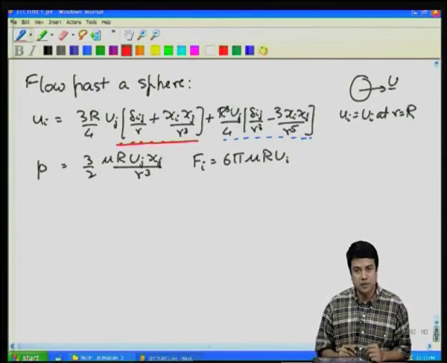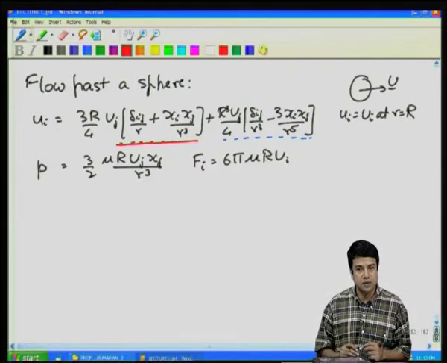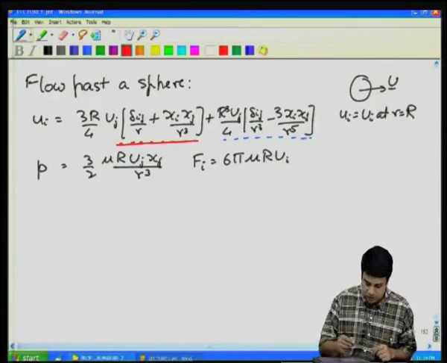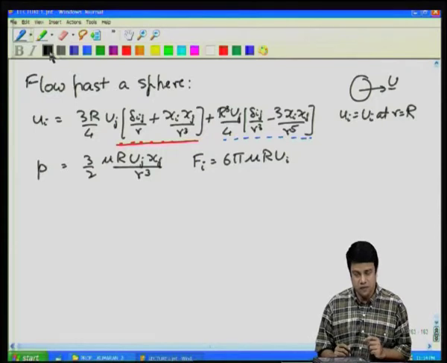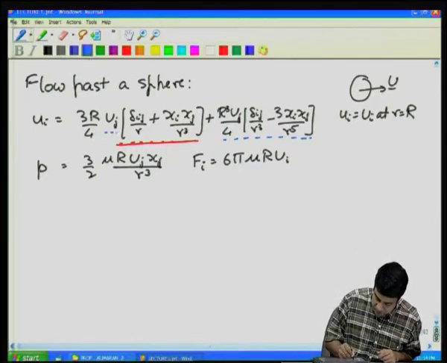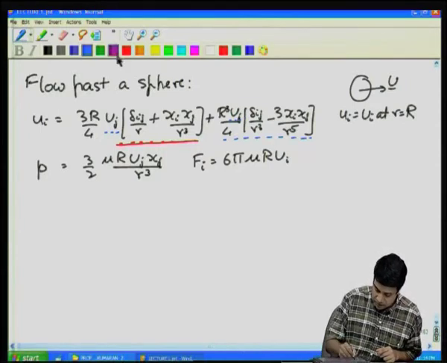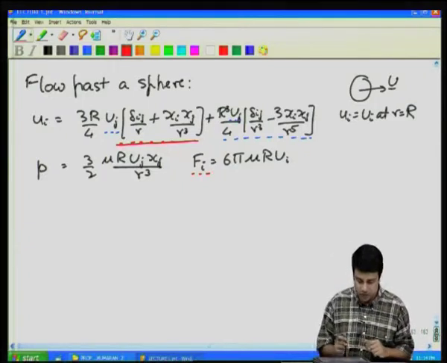Now, this contribution proportional to 1 over r is like a source term, because we saw for the temperature with a heat source, the temperature goes as 1 over r. Similarly, for a source of momentum, that is a point force, the velocity goes as 1 over r. Instead of using the velocity of the sphere itself, I can express it using the force exerted by the sphere, because the two are dependent on each other.